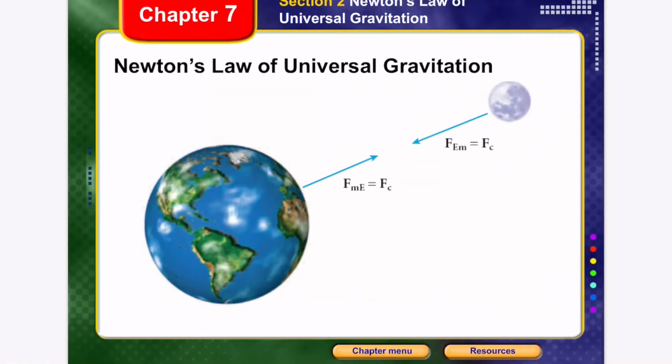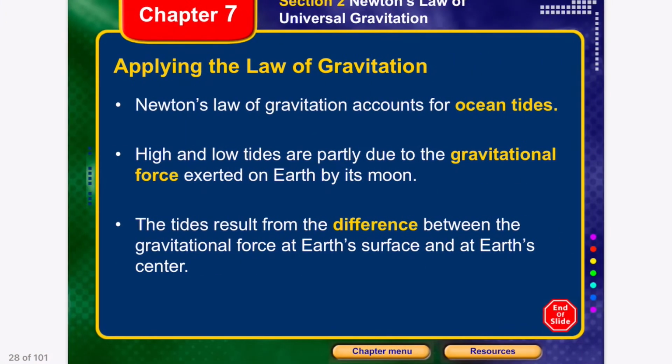So you have the force of the Moon on the Earth and the force of the Earth on the Moon, and both equal the centripetal force between them. Because the forces are equal, the Moon will never fall back onto the Earth, resulting in the circular motion around the Earth. So this is the idea behind the universal law of gravitation.